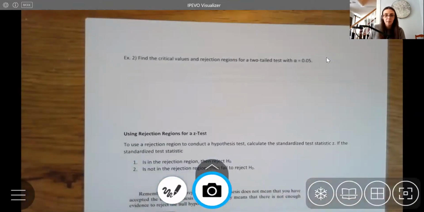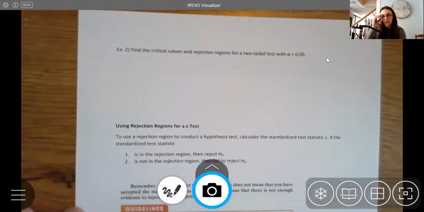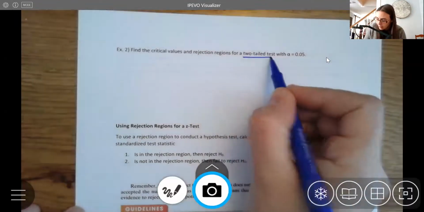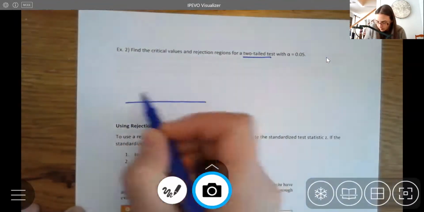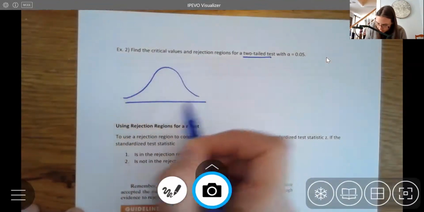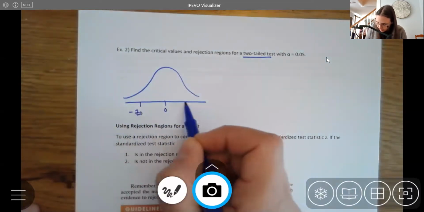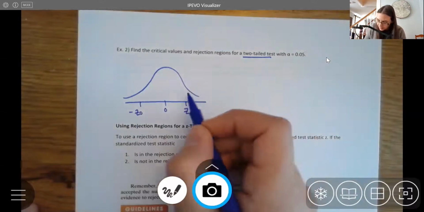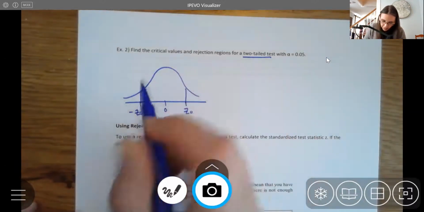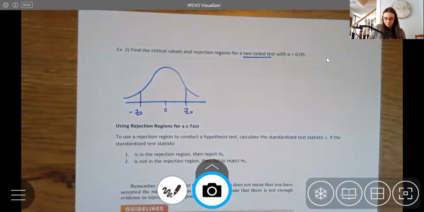All right, let's do another example. So find the critical values and rejection region, this time for a two-tailed test. Okay, so I have a two-tailed test, so I have a critical value here and one here. They're going to be symmetric, so I kind of just need to find one of them.